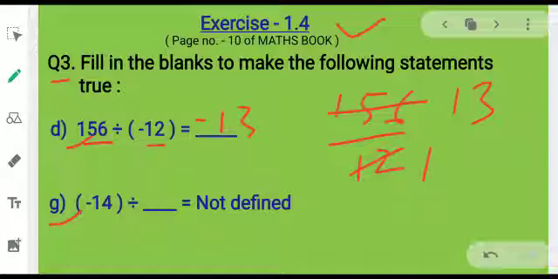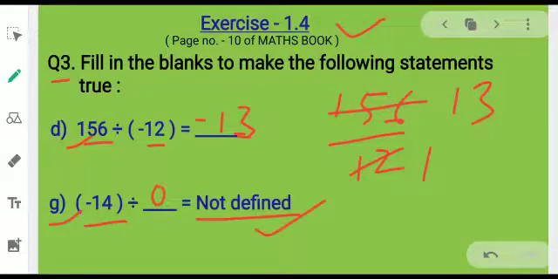Now we have part G of question number 3. Minus 14 divided by what number gives a result that is not defined? Remember, students, always, if any integer is divided by 0, then the answer will be not defined. Move to the next page, students.